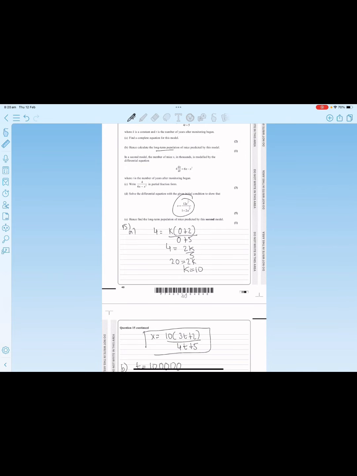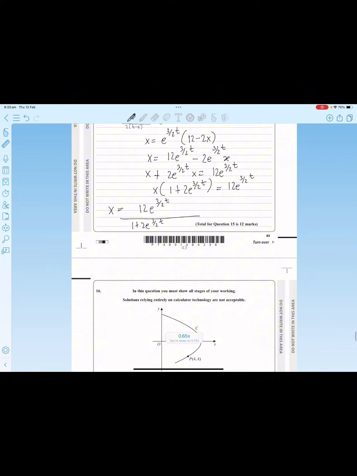Hence, find the long-term population of mice predicted by the second model. Same principle applies. Just make t as large as possible. So if I make t 10,000, so if I just do 12e 3 over 2 times 10,000 divided by 1 plus 2e 3 over 2 times 10,000, I should get an answer on the calculator to be 6,000. Okay, or rounding off, it would be 6,000. So that is my answer for question number 15. Quite a long part D, but overall, it's a challenging question.